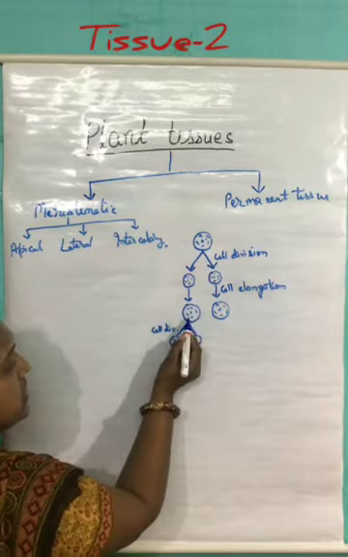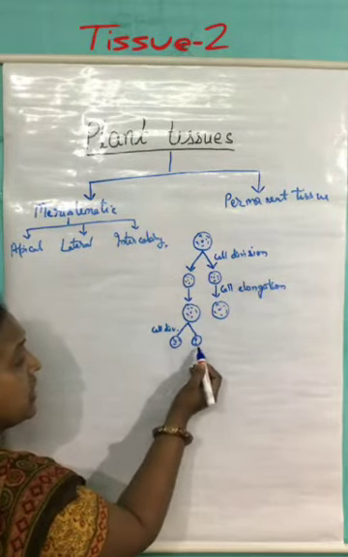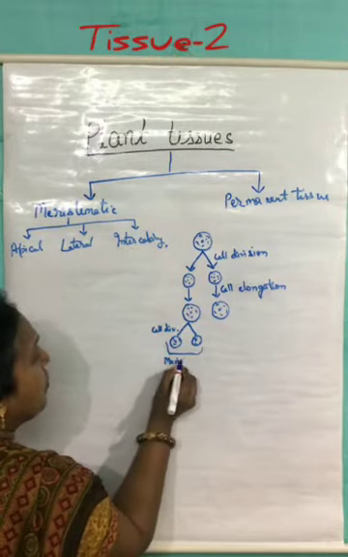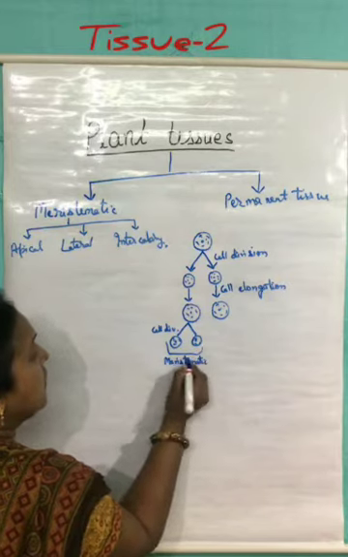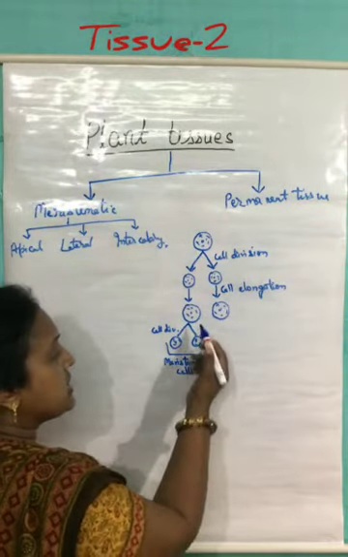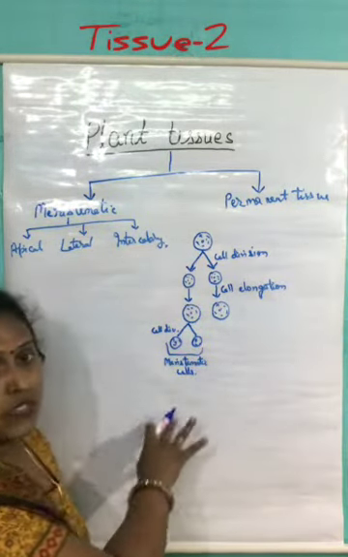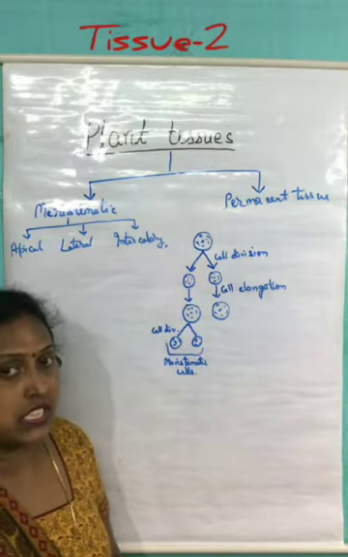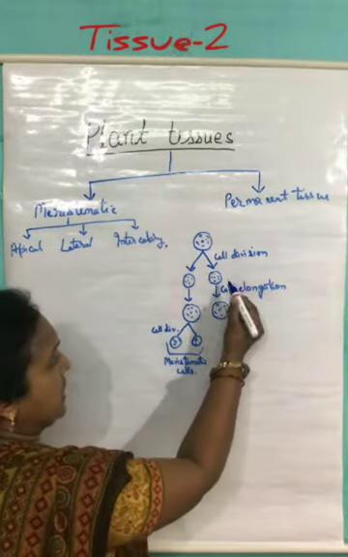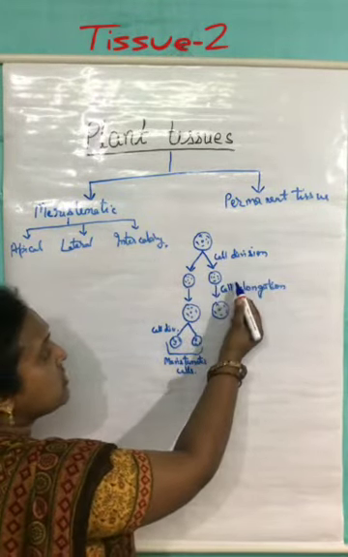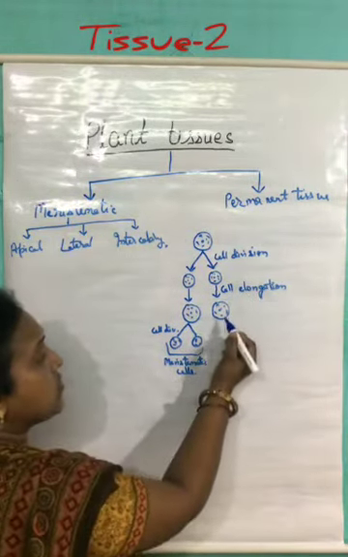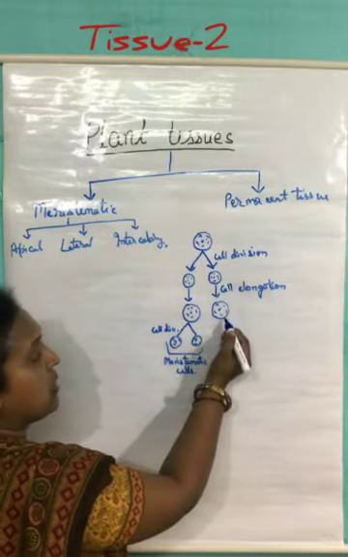So if the cell retains the capacity to divide, these types of cells will lead to the formation of meristematic cells, and these cells will form the meristematic tissue because they have the capacity to divide. This is the first option. The second option is that after the process of cell division, a new cell is formed, and this new cell undergoes cell elongation and attains the shape and size of the mature cell.